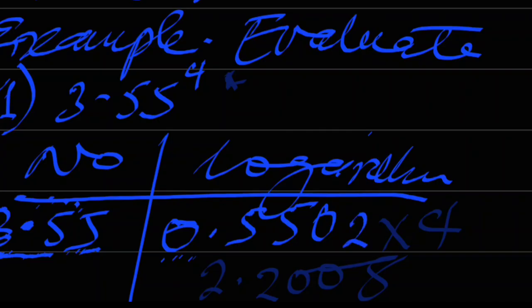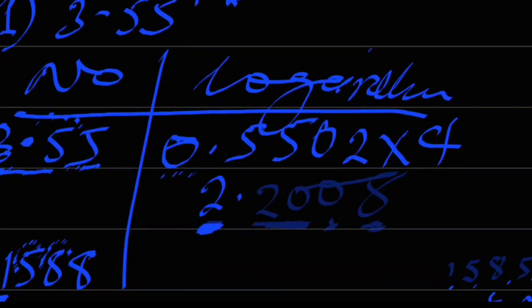Now remain the power 4. What do we do to power? Whenever you have power, you multiply the power. So you have to press your calculator. 0.5502 times 4 will give you 2.2008.